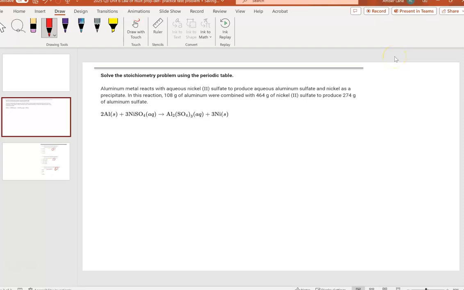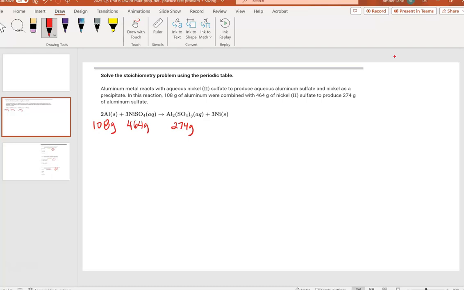Okay, so we have to go back here. Bright Thinker has already balanced our chemical equation. So those coefficients show that it is balanced, which is great. The first thing I'm going to do is write down what I'm given. I am given 108 grams of aluminum, and they're combined with 464 grams of nickel(II) sulfate. They also tell us that we are going to produce 274 grams of aluminum sulfate.